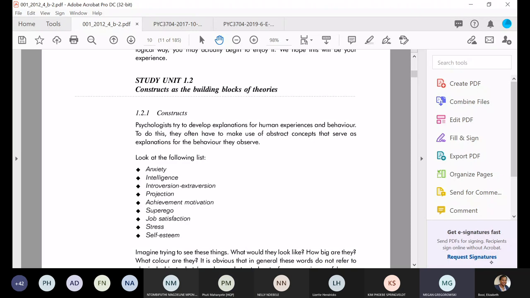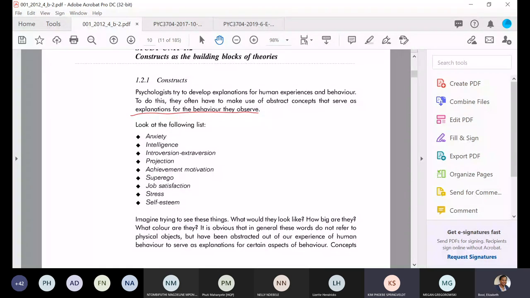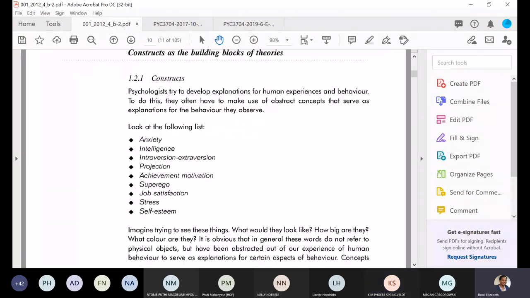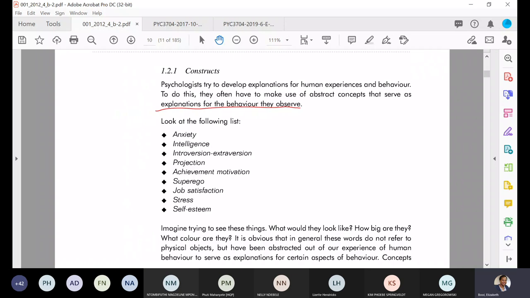Exactly. You could be right there. Yes, I also wanted to say that. It's on page 3 or 4 of the study guide. I can't find the actual answer, but the topic is on page 3. So constructs: psychologists develop explanations for human behavior and experience. To do this, they often make use of abstract concepts that serve as explanation.